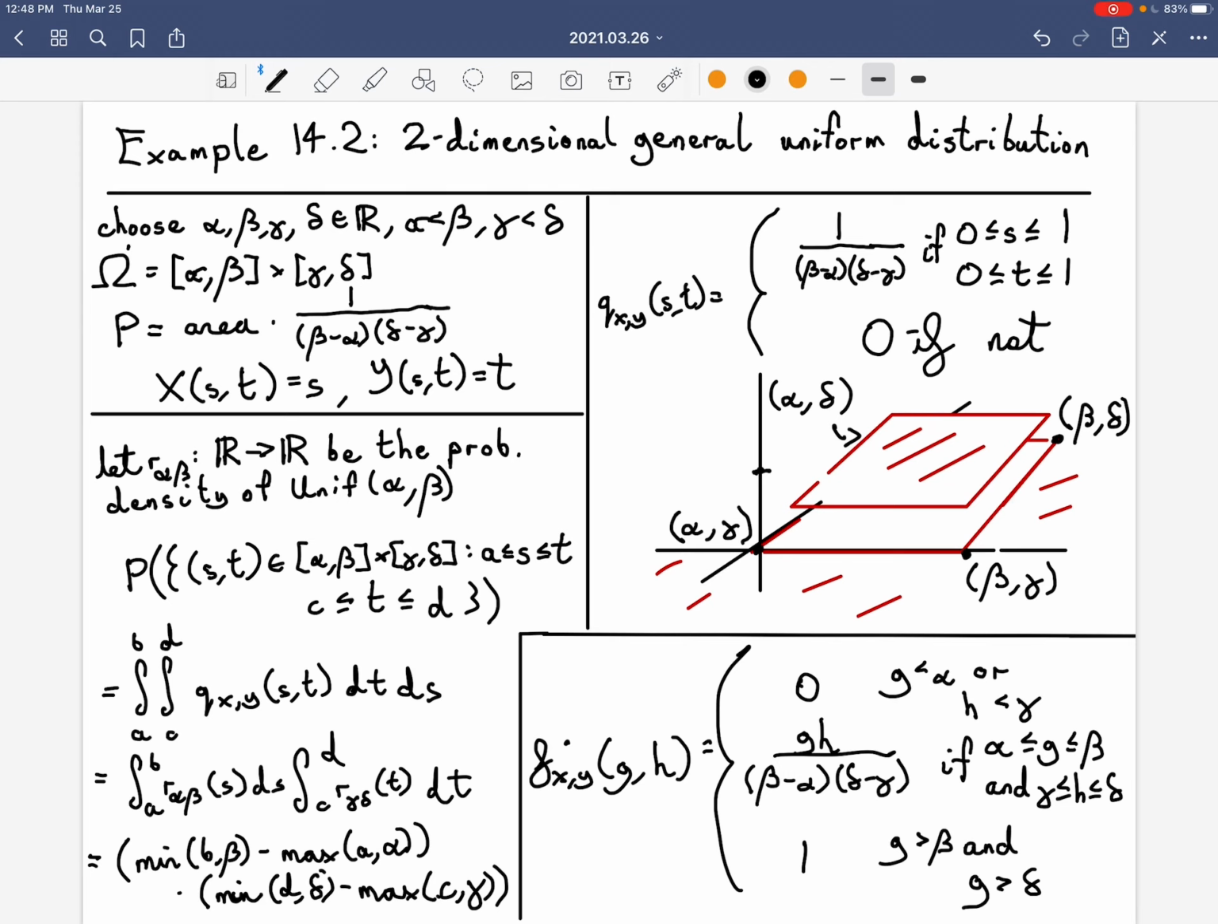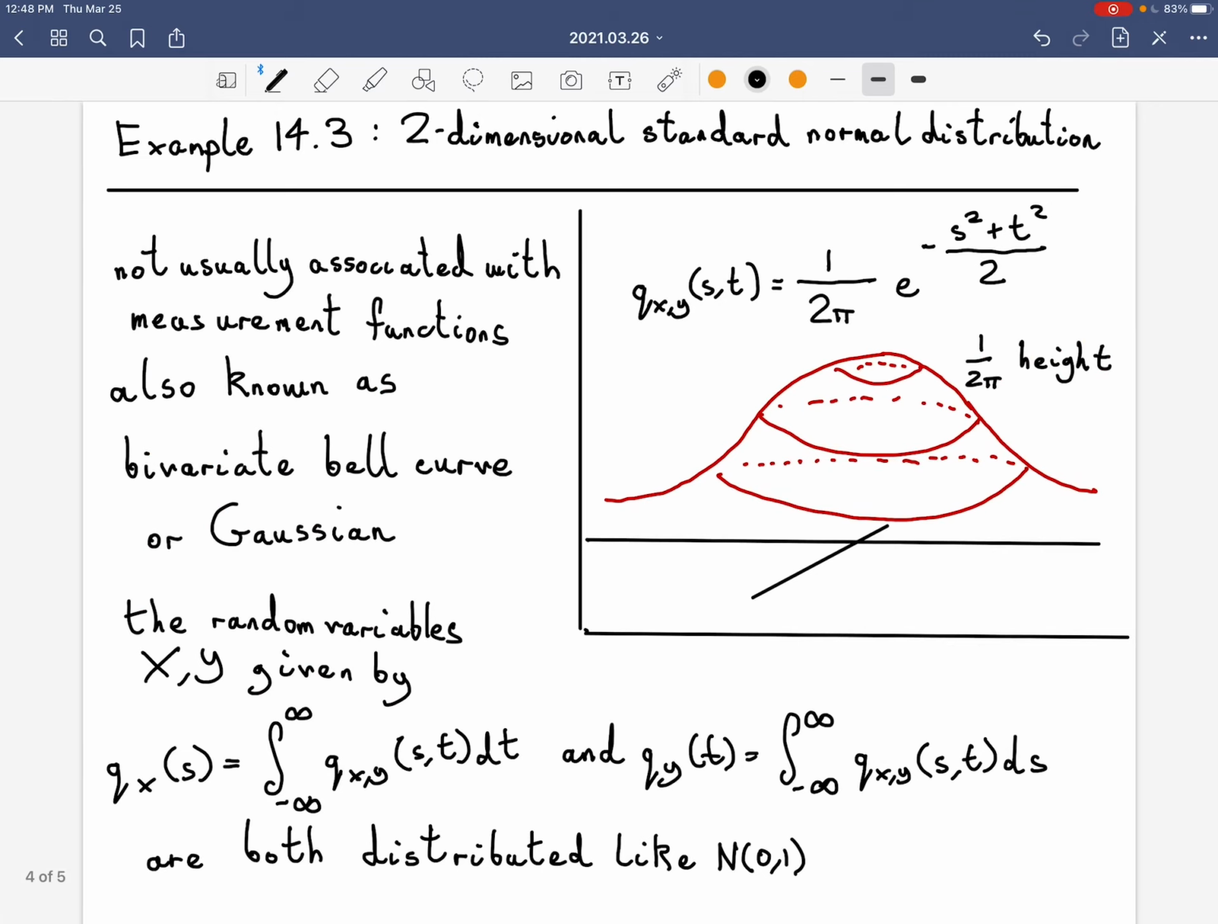Okay, and then we can see the cumulative distribution function is just the same as the cumulative distribution function for the two-dimensional standard uniform, just rescaled appropriately. Okay, so now let's have a look at the two-dimensional standard normal distribution.